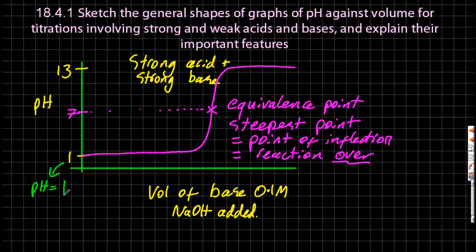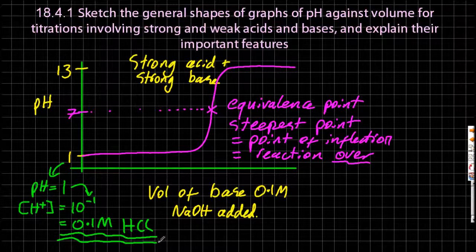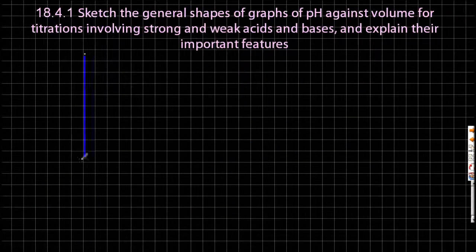Now just looking at the acid, it's pH 1, so the concentration of hydrogen ions is 0.1, and so it's a strong acid, so that was probably hydrochloric acid that I was using, at 0.1 molar, a monoprotic acid. Alrighty, let's move on to the next one.